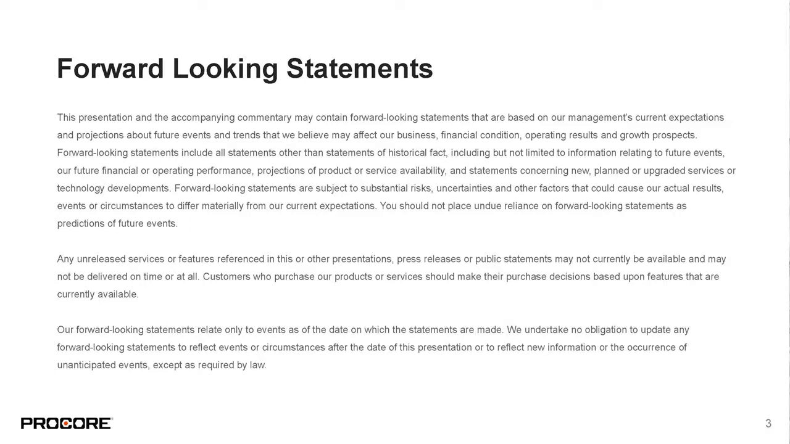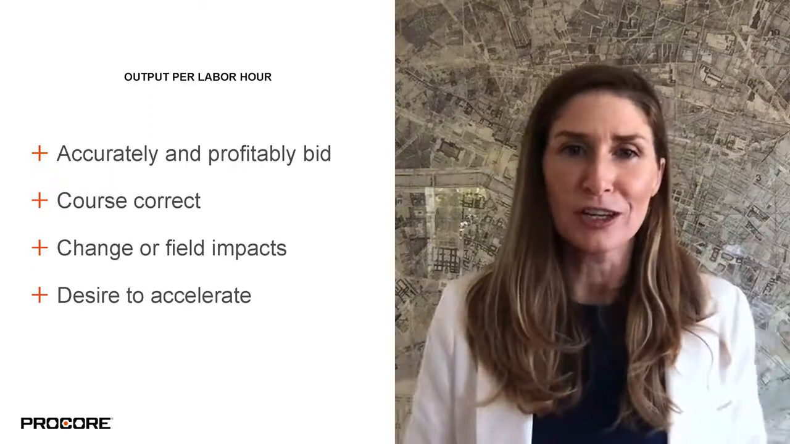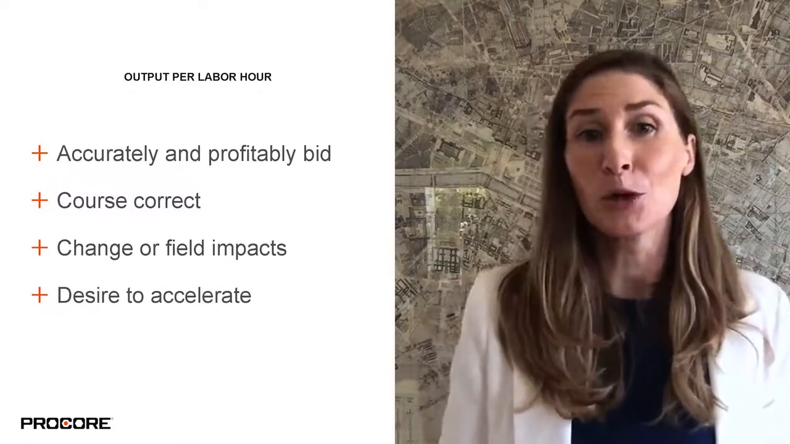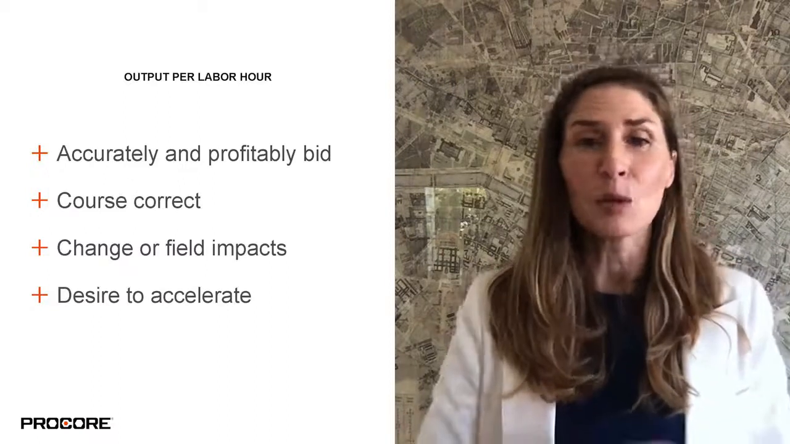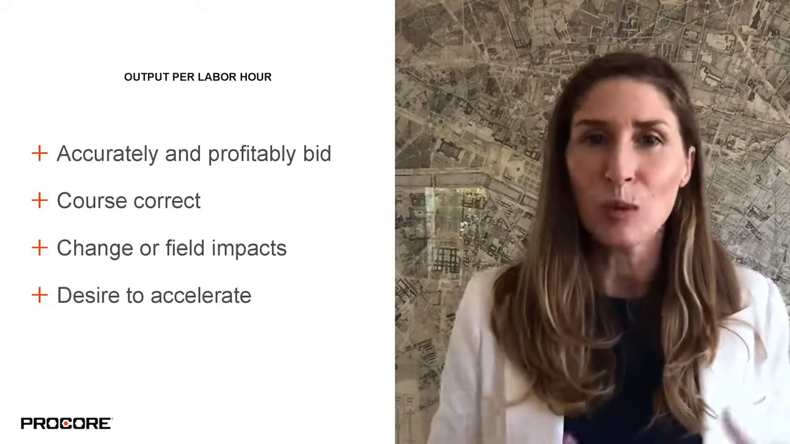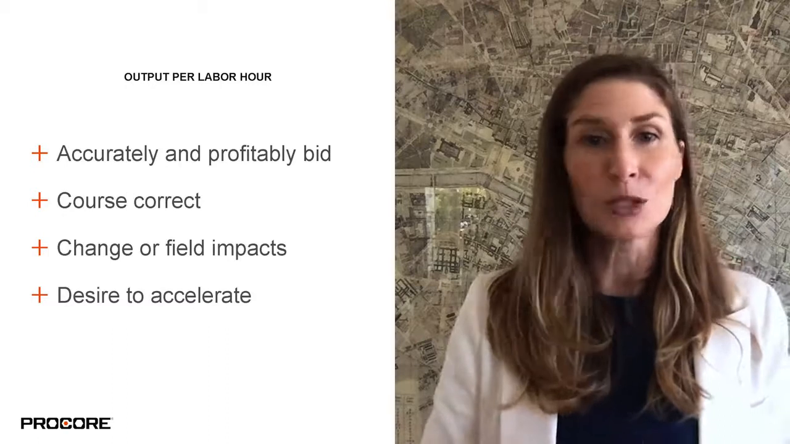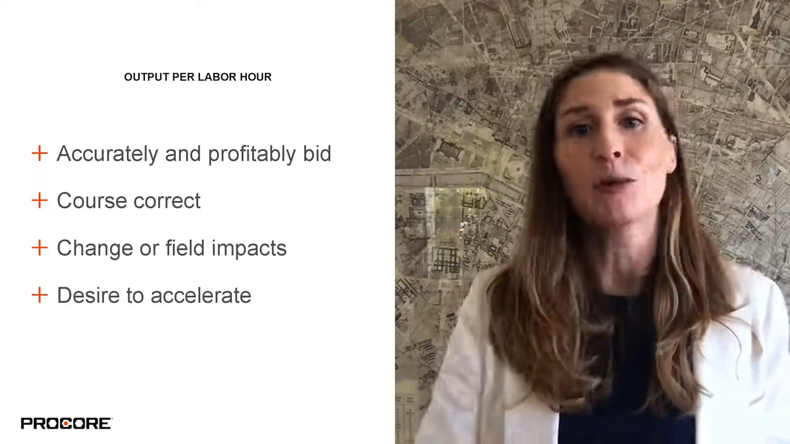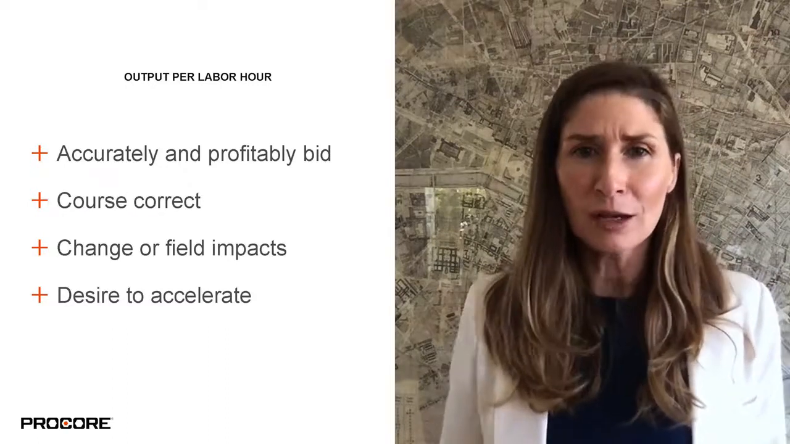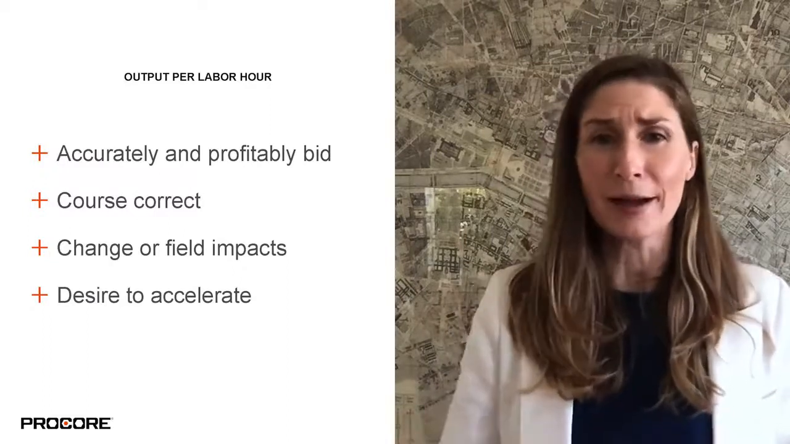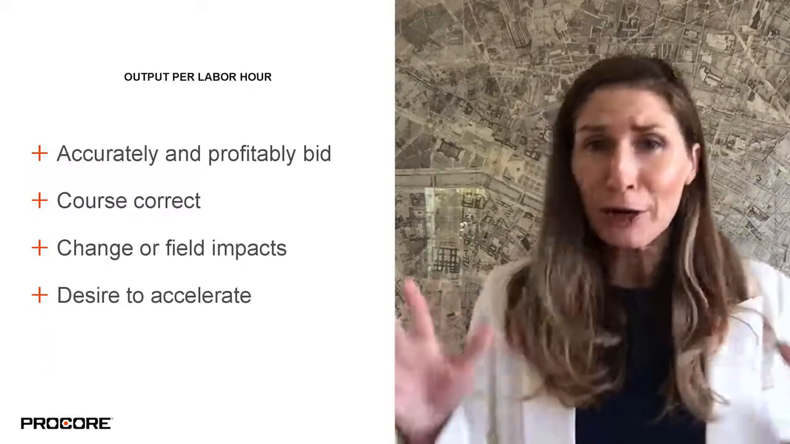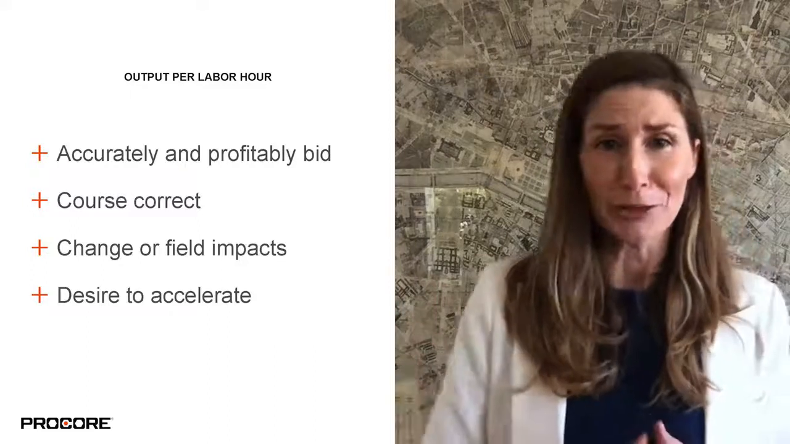So let's begin. Productivity in construction is often broadly defined as output per labor hour. Understanding what that output is something that we must become intimate with. It's what allows us to accurately and, most importantly, profitably bid on projects. It's also the thing that allows us to efficiently course correct in the event of change, field impacts, or the desire to accelerate. All characteristics found across most projects, right?